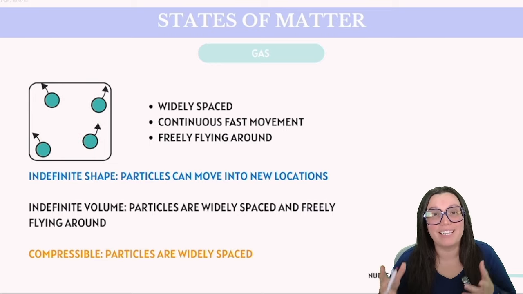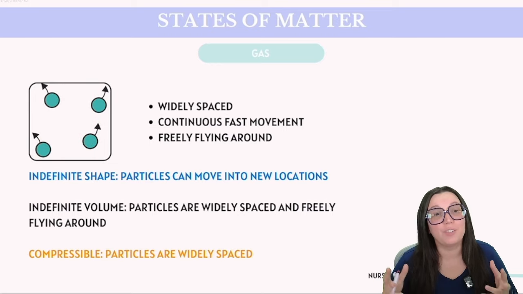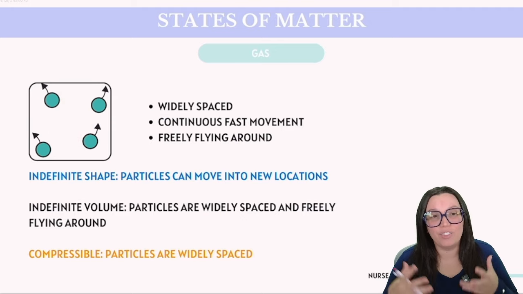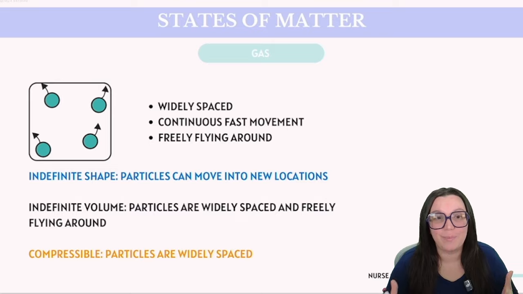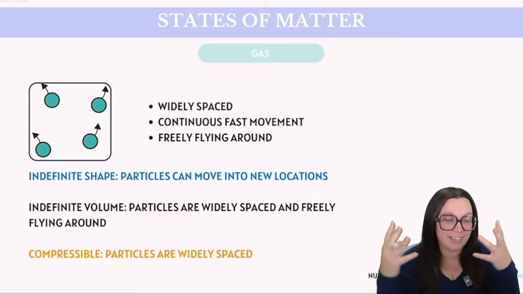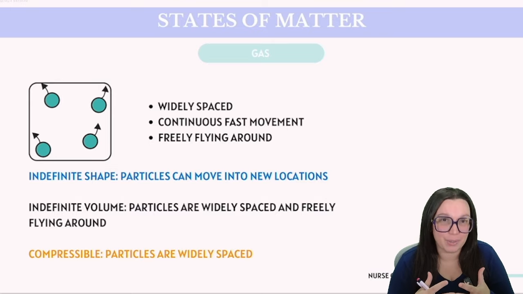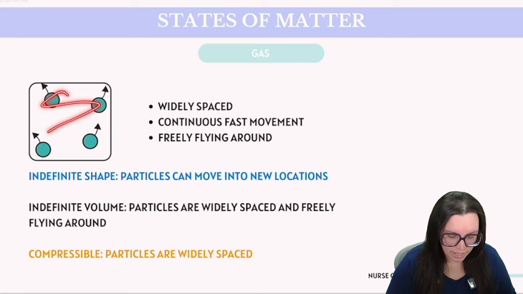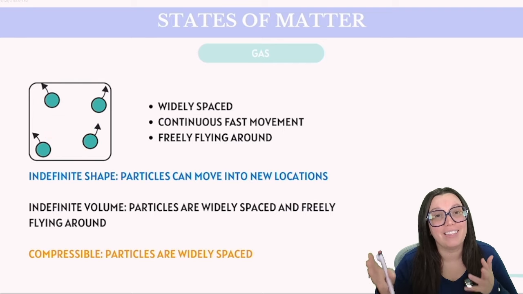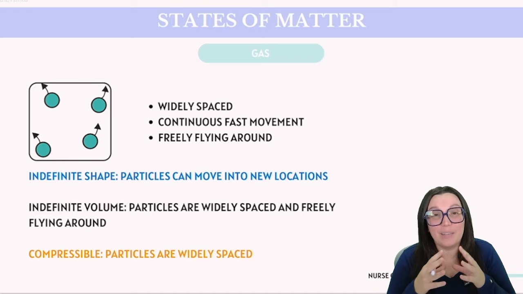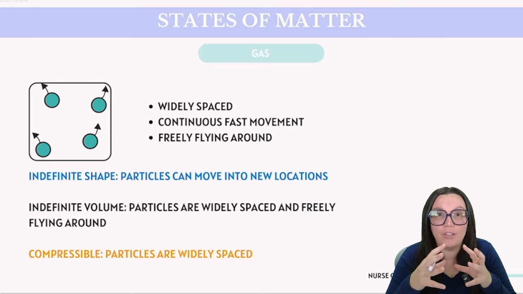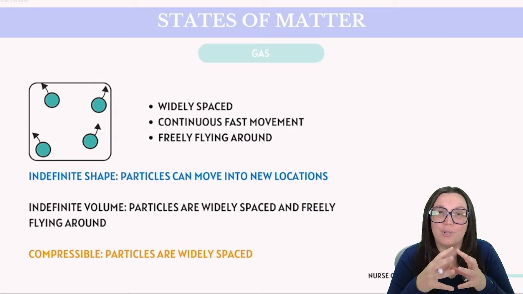Gases, like liquids, have an indefinite shape because their particles are free to move around to any new location. They also possess an indefinite volume, meaning that they can expand and contract depending on the available space. This ability to change volume is due to the particles being really far apart from one another and in constant motion. When given more space, the particles are going to spread farther apart. However, if we compress that space and give them a smaller space, they're going to ultimately draw closer together.